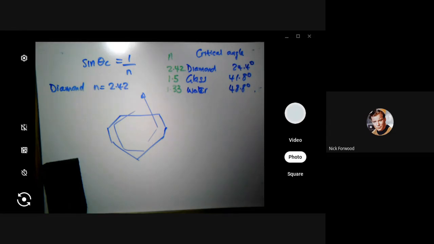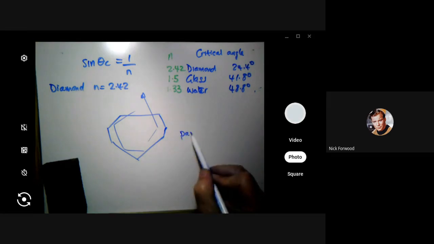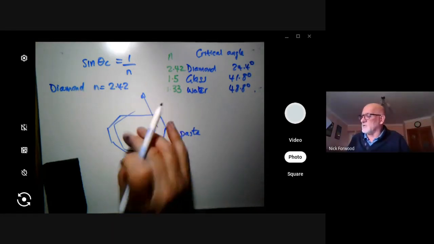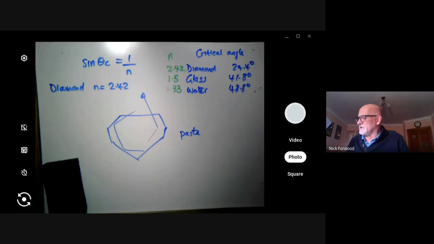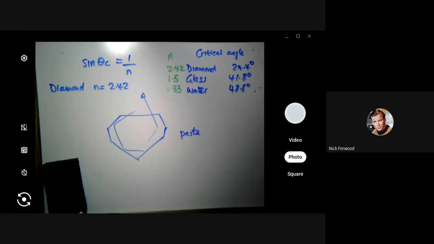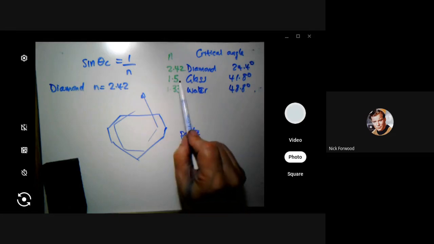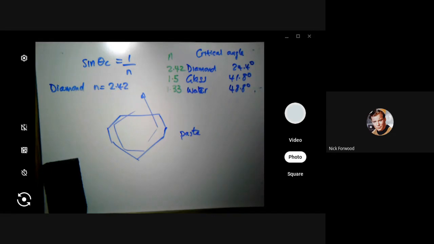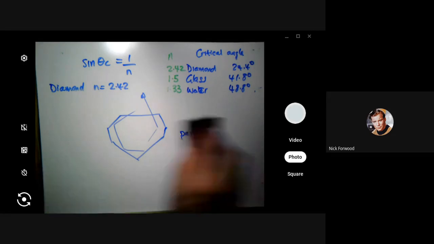Fake diamonds are often made of glass or some other material, and they're called paste. You don't need to remember that, but an experienced jeweler will be able to tell just by looking at the sparkle whether it actually is a diamond or some sort of fake stuff, because the light doesn't totally internally reflect and come back out with materials that have a bigger critical angle and smaller refractive index. Okay, so I ought to write that down just to finish off.